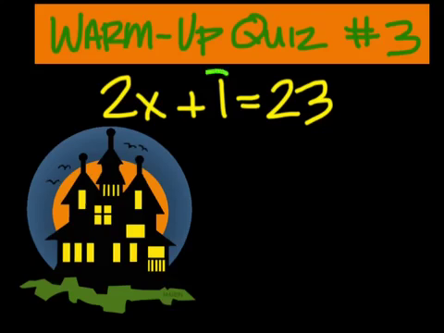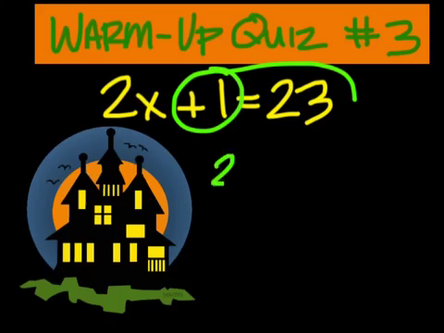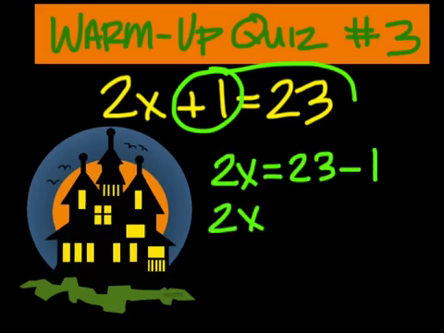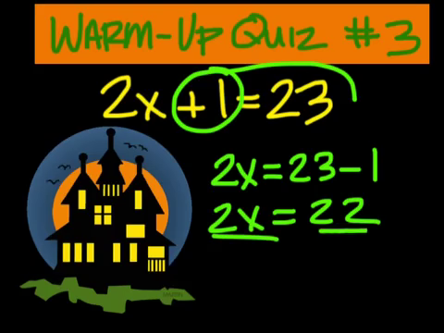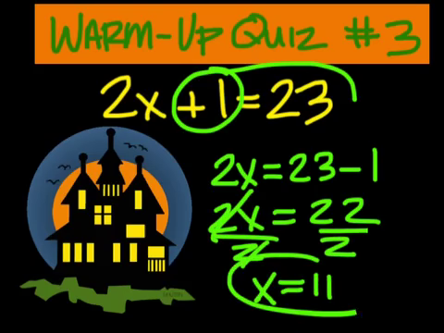For this problem, you move this to the right side and make it minus. 23 minus 1 is 22. Divide both sides by 2. These cancel out. You're left with 11.